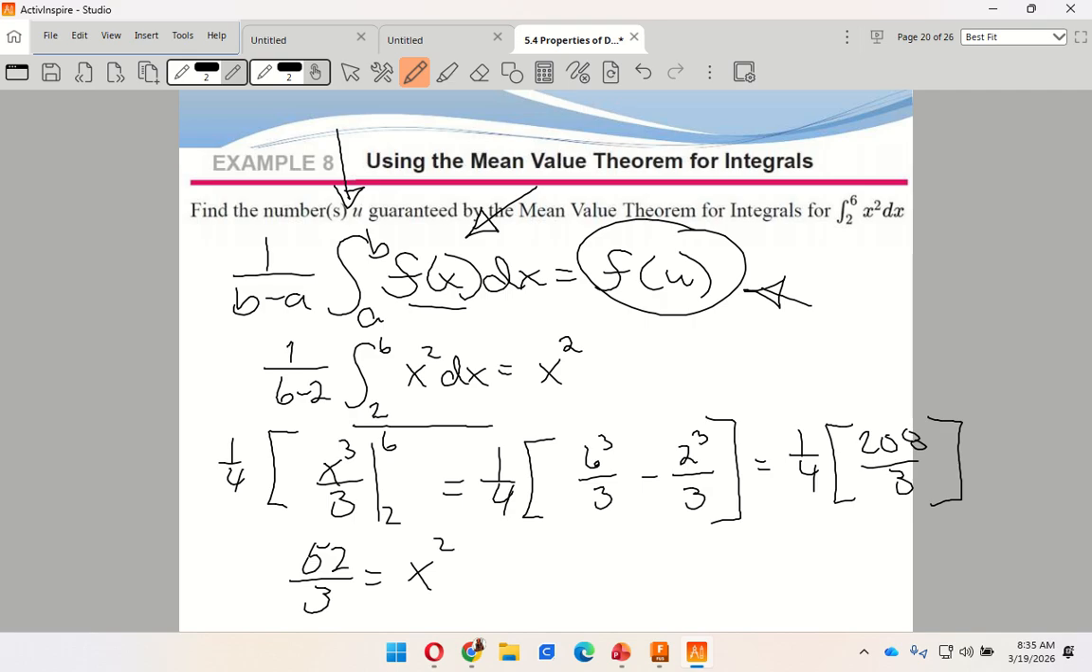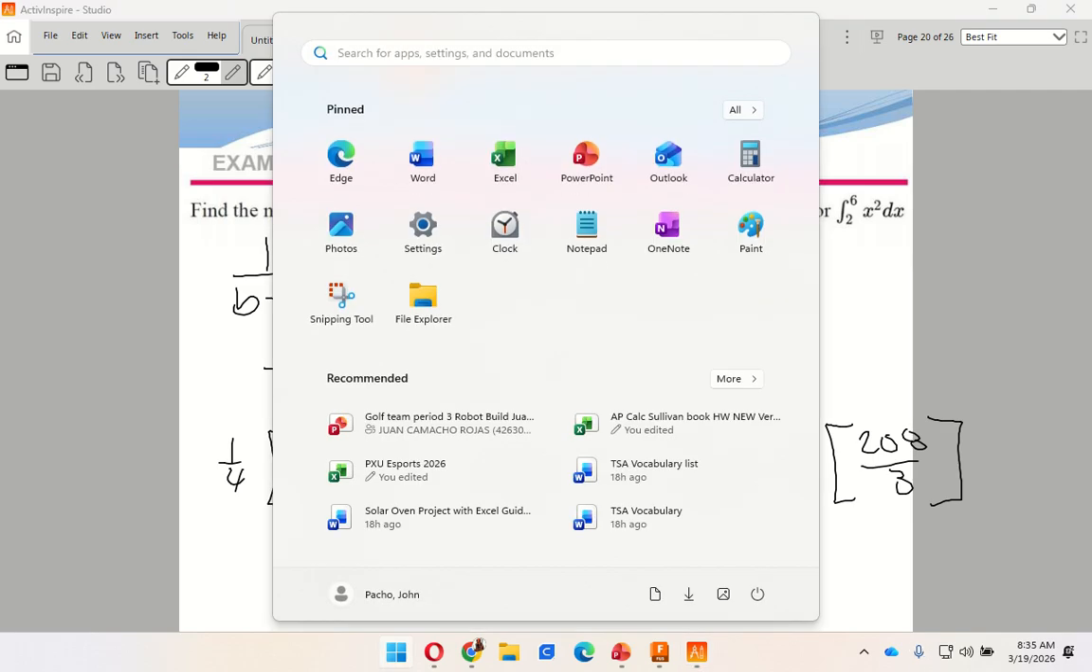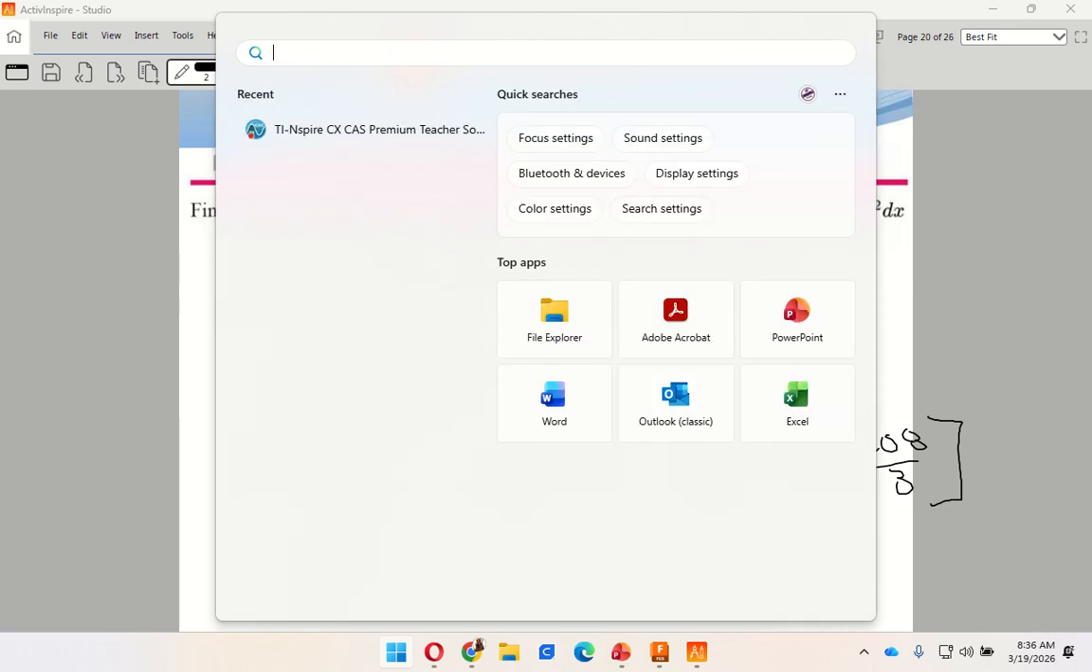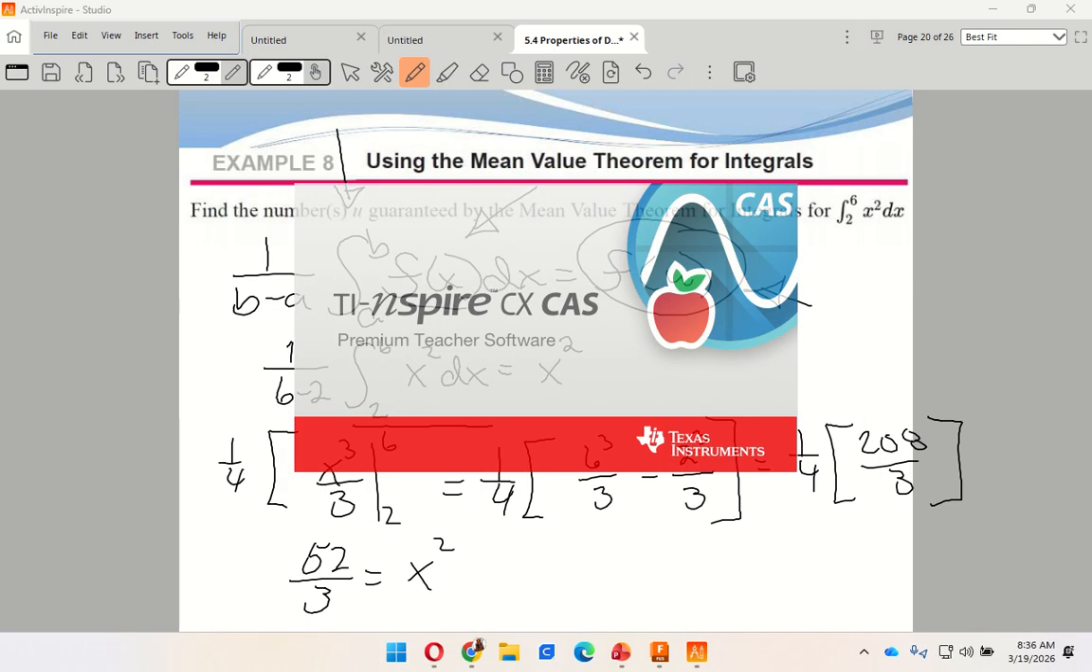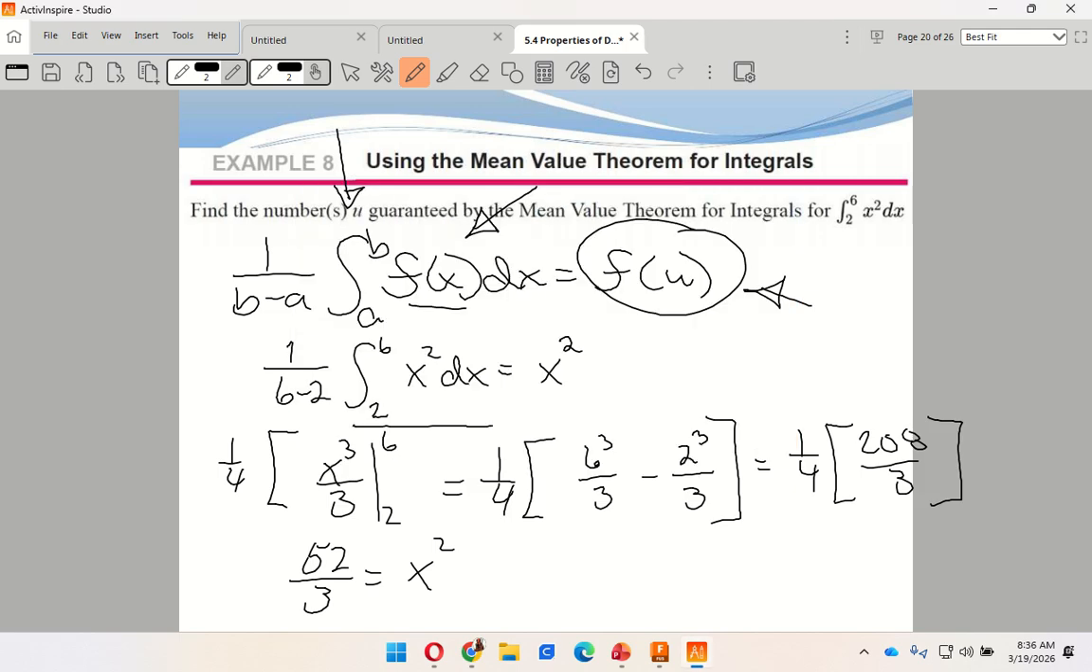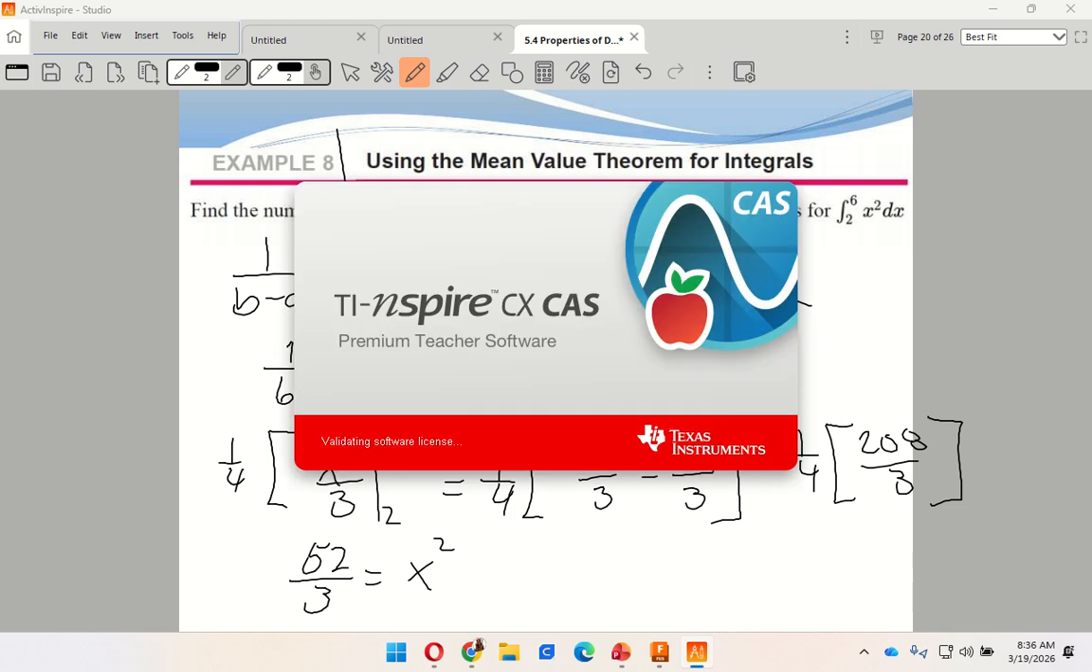And I think I told you guys yesterday you had to have your calculators because everyone always forgets their calculators. Because I don't know the square root of 52 over 3 in my head. I think it is 69.3. I don't know.